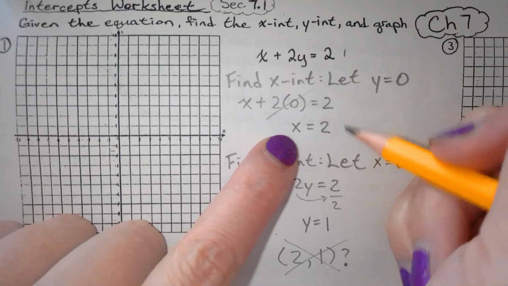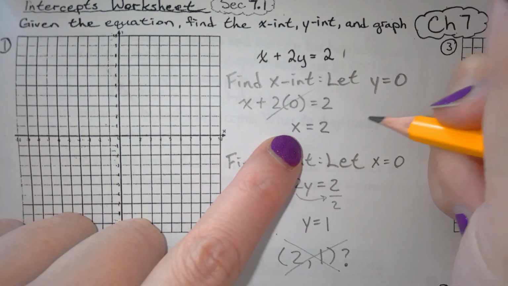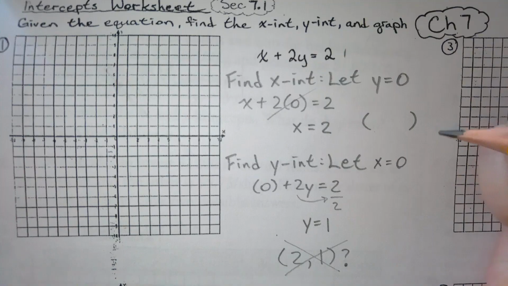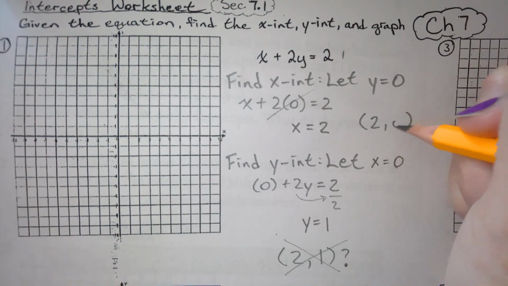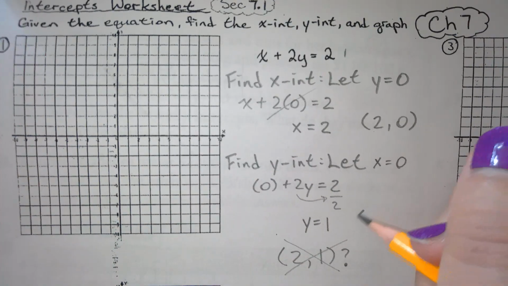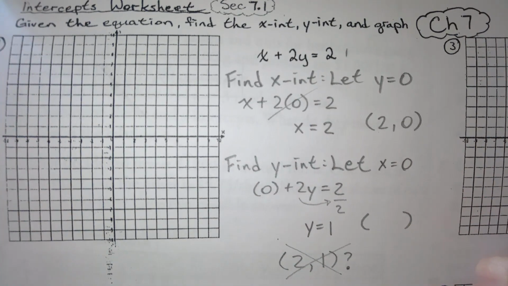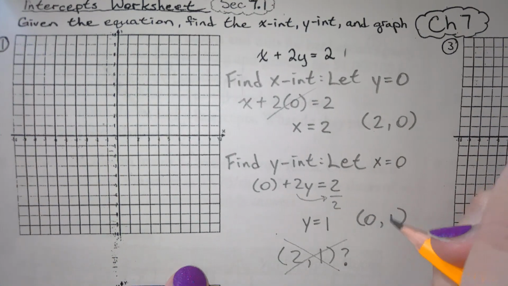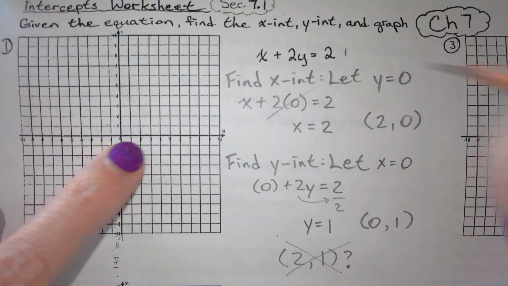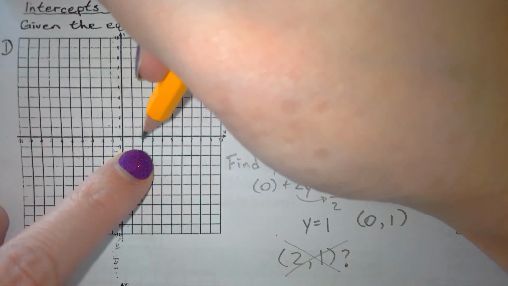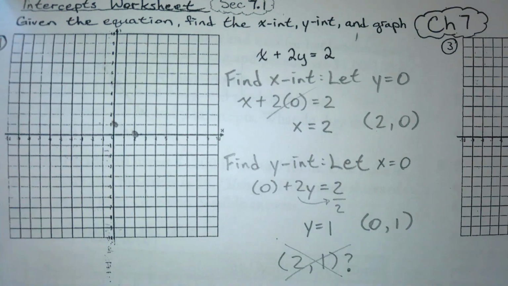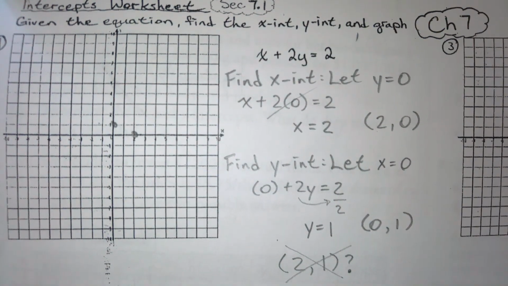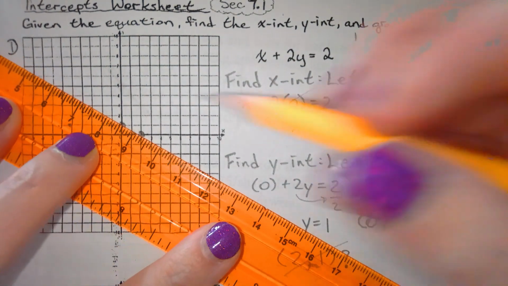Remember, this is your x-intercept. So what is the coordinate of this point right here? Alvin? 2, 0. And this is my y-intercept. So what is the coordinate of this point? Alvin? 0, 1. And there we go. That's how we get our 2 points. So 2, 0 right here. 0, 1 right here. Why do I have such a big grid? I don't know. And there's your line.